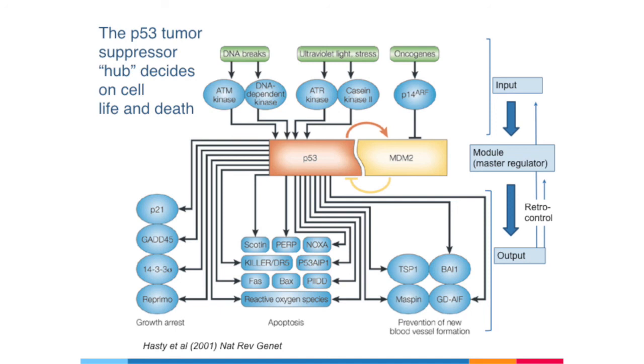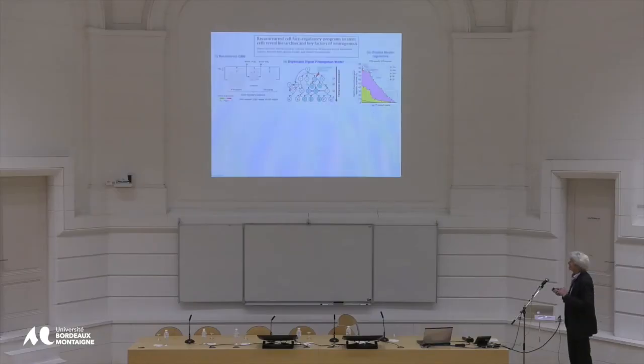Of course, the output is then giving information back to the input and to the regulatory module to modulate the system, because sometimes you want to give a cell the chance to survive if it is not damaged sufficiently to be killed, for example.